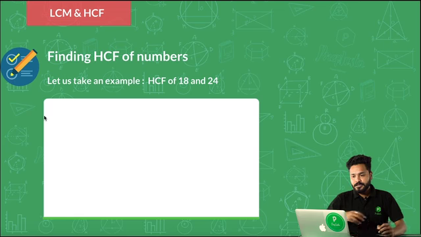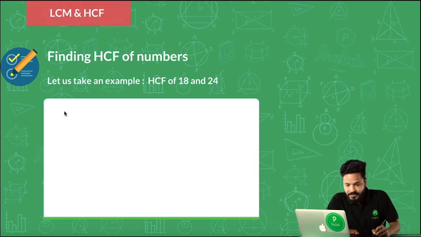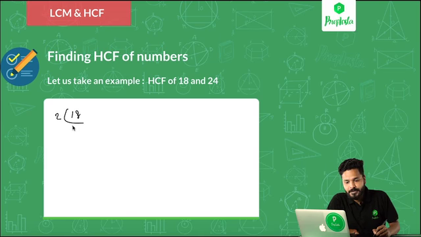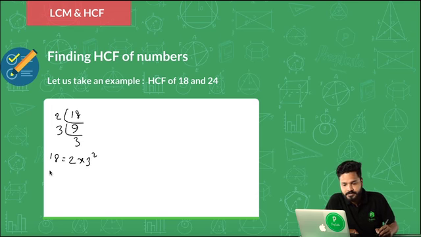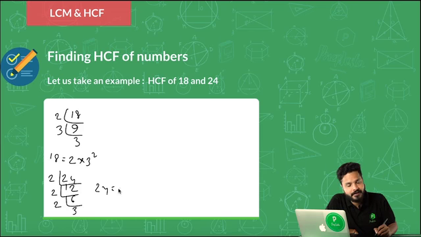So the first step remains the same here. We first find the prime factors. So what would be the prime factors of 18? Divided by 2, I get 9, and then I cannot divide by 2, so I move to 3. Then I get 3. So the prime factors for 18 become 2 into 3 the whole square. Similarly for 24, I divide it by 2, I get 12. Again by 2, I get 6. Again by 2, I get 3. I'm done here. So for 24, the prime factors are 2 cube times 3.